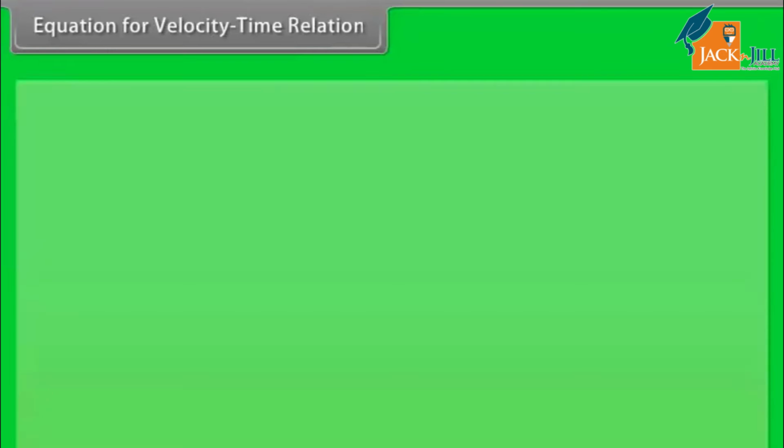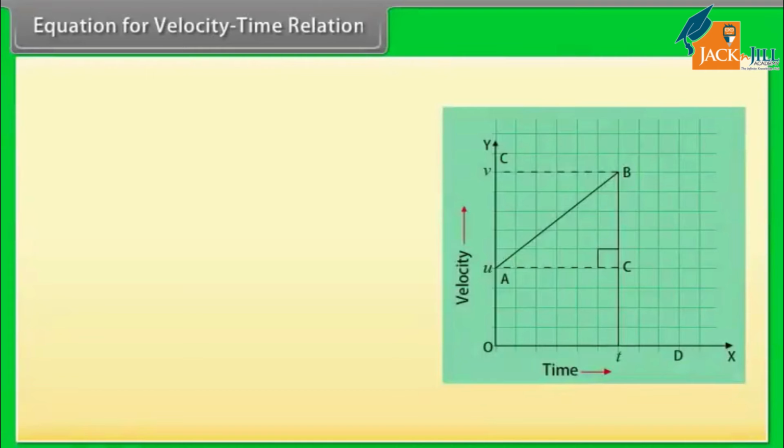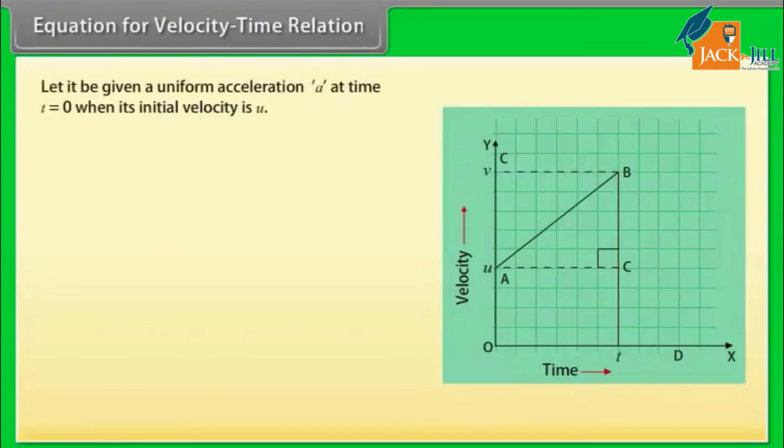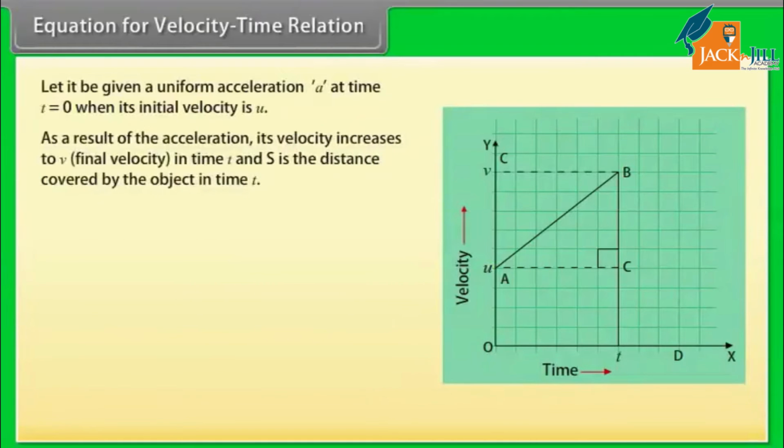Equation for velocity-time relation. Consider an object moving with a uniform velocity u in a straight line. Let it be given a uniform acceleration a at time t is equal to 0 when its initial velocity is u. As a result of the acceleration, its velocity increases to v, final velocity in time t, and s is the distance covered by the object in time t. The figure shows the velocity-time graph of the motion of the object.